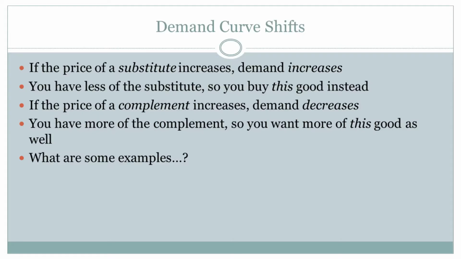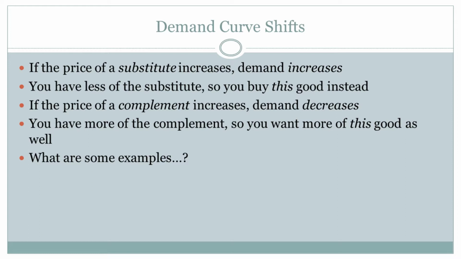And just to sum it all up, if the price of a substitute increases, demand will increase because you want to trade off the one that just increased. You buy less of that one, you buy more of this one. And if the price of a complement increases, then demand decreases, right? Price goes up, you buy less of it, so you need less of the other thing to go with it.